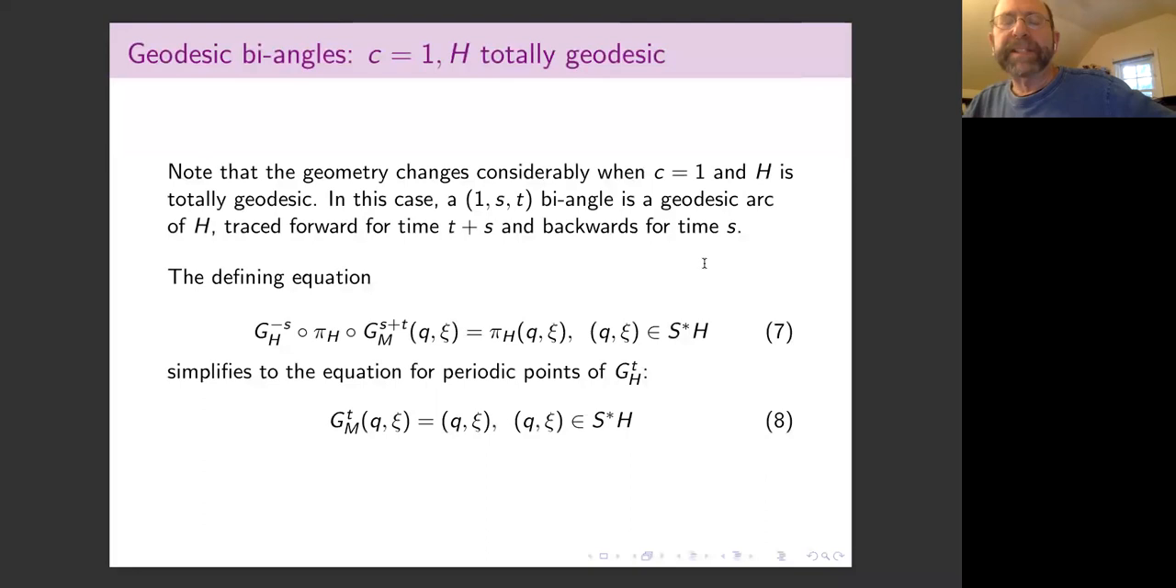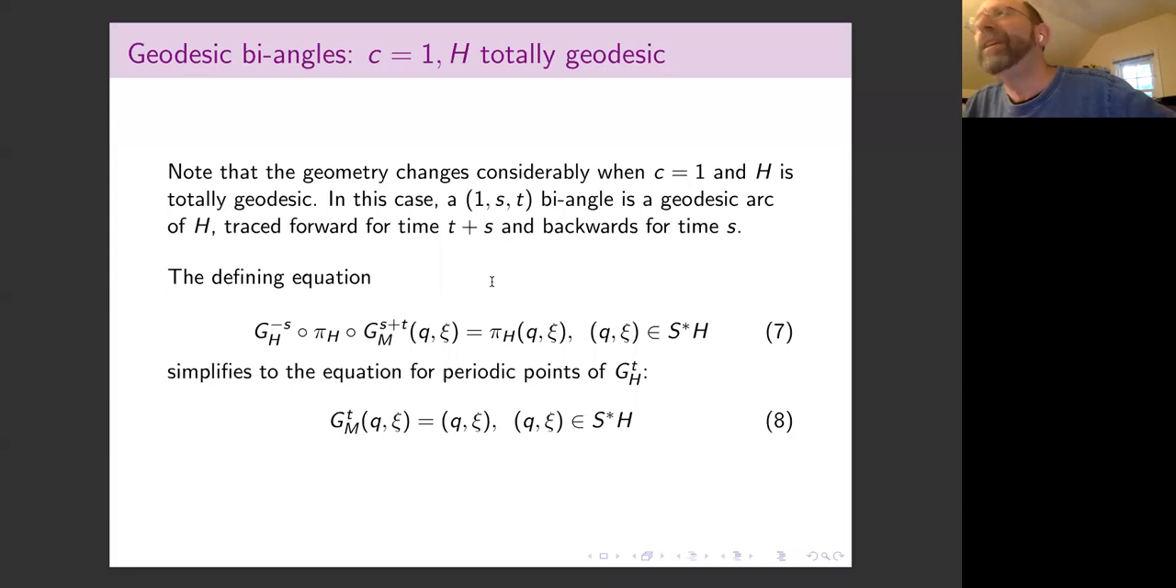Now, what happens at the edge, if H is totally geodesic, is that the equation for biangles becomes trivial. It turns out it's not actually trivial for one reason, but the equation's trivial because, if C equals one, the projection of C has the same length as C. As we saw before, that means C is tangent to H.